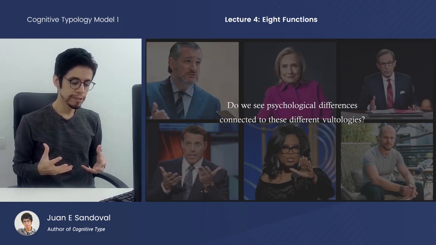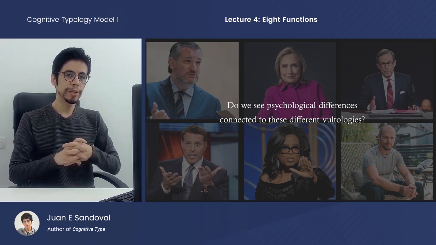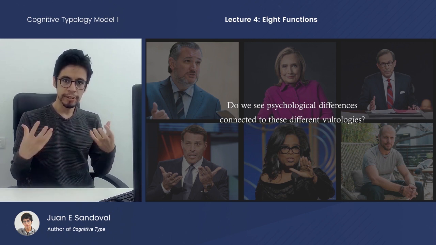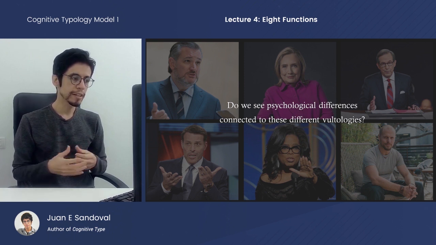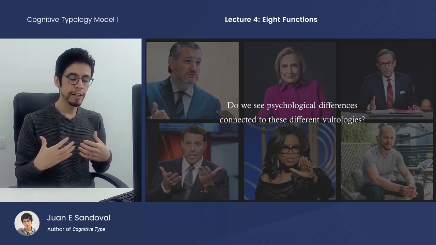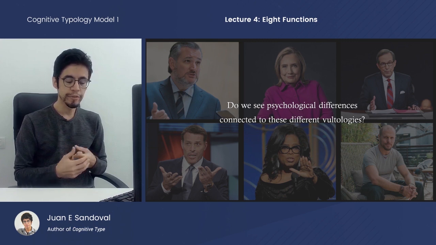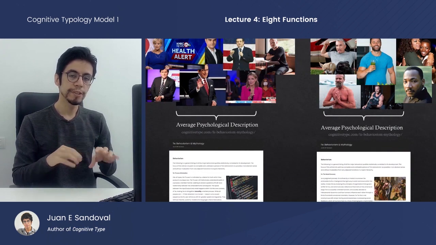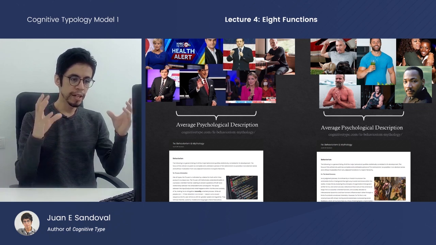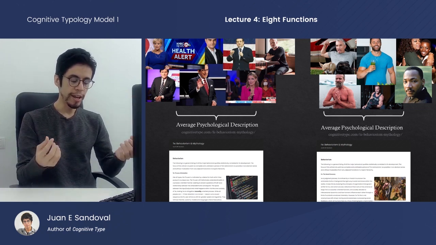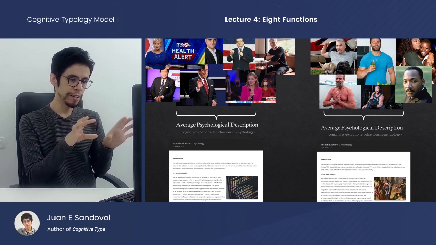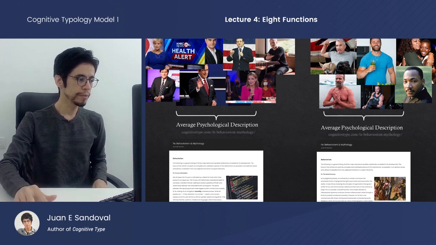So coming back around to the original question we started with, we can now ask the question, do we actually see psychological connections to these different Vultologies? And if you consider occupational data to be a form of psychological data, then the answer is yes, we do. And so what we've done in Model 1 is we've attempted to describe, and average out these differences in psychological profiles, which you can find here at the links on screen.